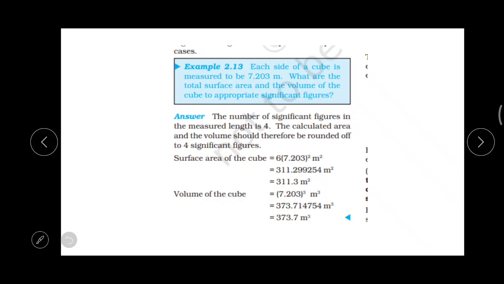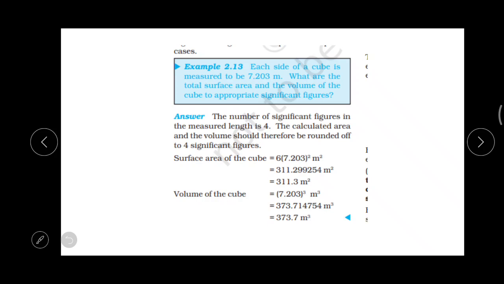So we are rounding off that value. In 311.29, the 9 onwards we are neglecting or rounding off. So the 2 will become 3 as per the rule of rounding off, isn't it? So the resultant value will be 311.3 meter square.